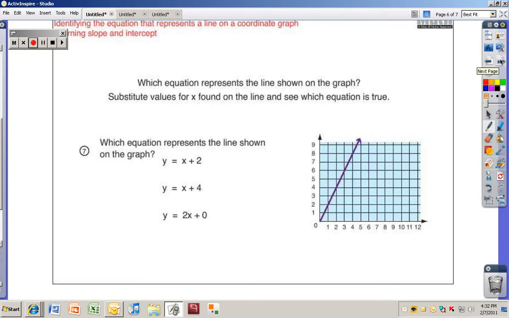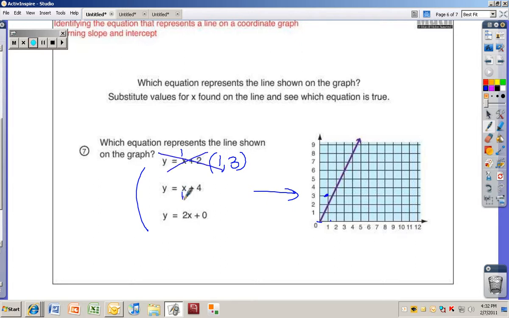Okay, so on this one, you want to pick which equation works for that line. Pause the video, turn it back on when you're ready to see the solution. Okay, let's try this. Here we go. Plug in any number for x. Give me a number. 1. 1 plus 2 is? 3. Is 1, 3 on that line? No. So that can't be it.